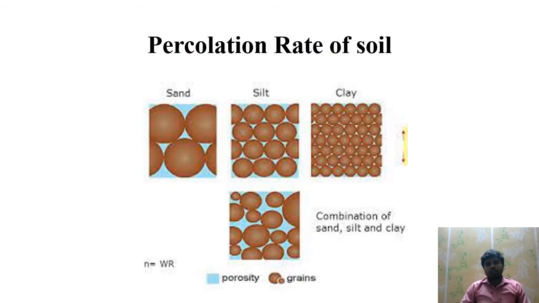Now we are going to study about the percolation rate of the soil. And what does percolation rate of the soil mean? Percolation means in how much time the water goes inside the soil. Okay, this is known as percolation rate of the soil. So we will discuss the definition of the percolation rate of the soil and its formula also, and how we are going to find out the percolation rate of the soil.